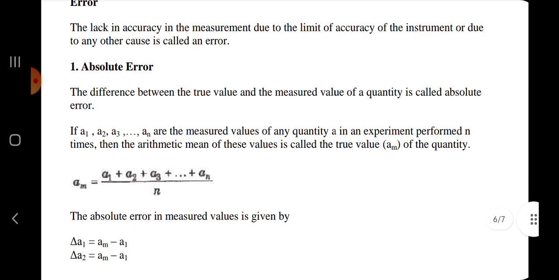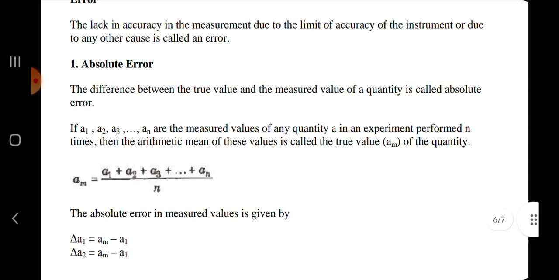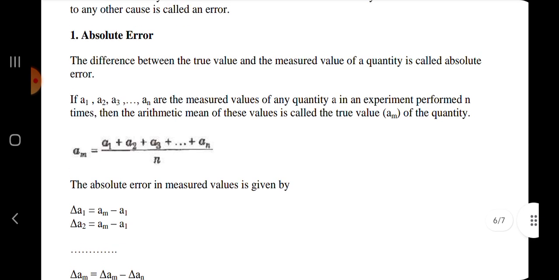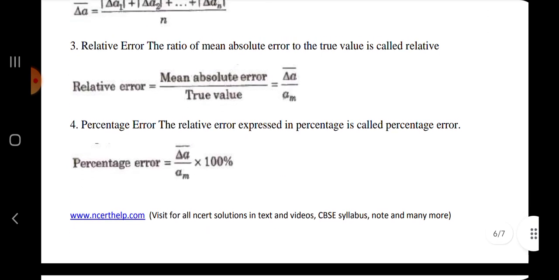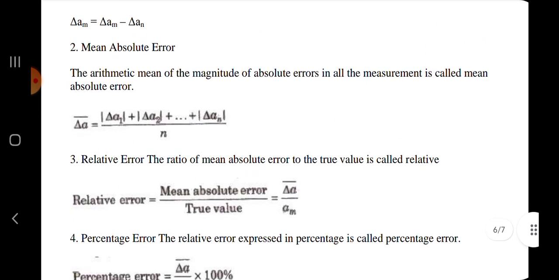Then error. Error is the lack of accuracy in the measurement due to the limit of accuracy of the instrument or due to any other cause. It's called an error. Absolute error: the difference between the true value and the measured value of the quantity. Then mean absolute error.